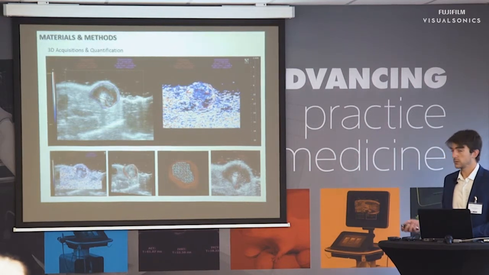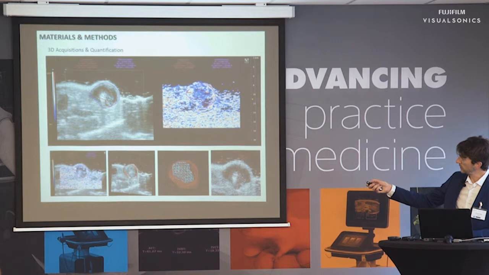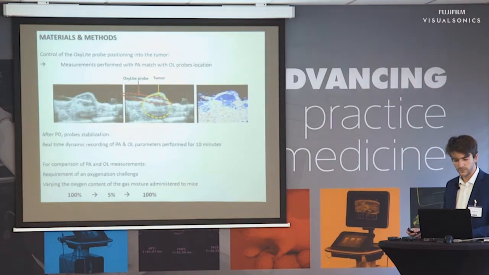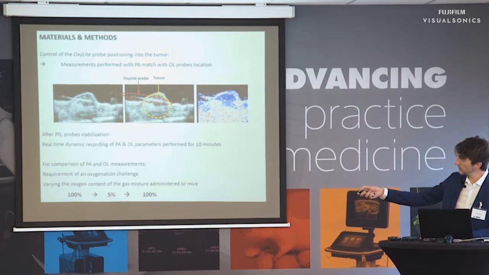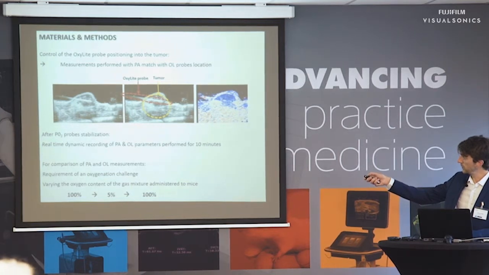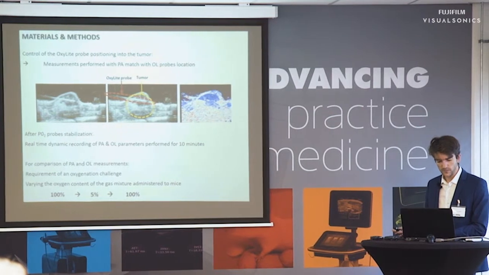These are results you can obtain with the Vevo LAZR. You have here the subcutaneous tumor, and here the tumor with well-oxygenated area of the tumor in red, and the hypoxic core of the tumor. And we can measure the hypoxic volume inside the whole tumor volume. We control the position of the OxyLite probe thanks to ultrasound. As you can see here, the OxyLite probe is inserted inside the tumor, and you can control the position of this probe in a hypoxic area.